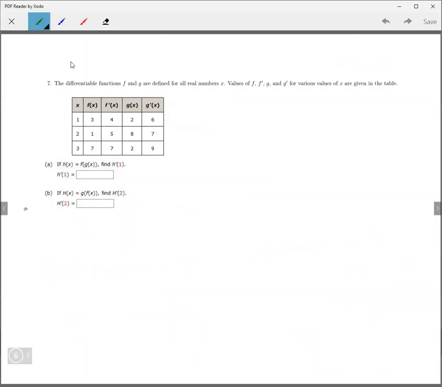Okay, let's go back and think about this again. Let's just look at the basic formula from the beginning, which was that if you have f of x equals little f of g of x, then the derivative is going to be the derivative of the outer function evaluated at the inner function times the derivative of the inner function.